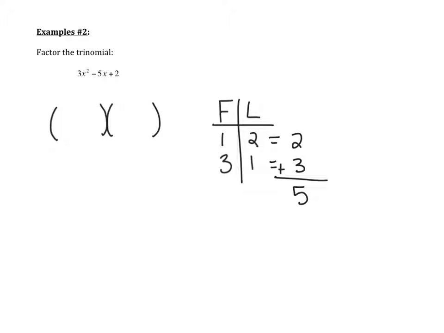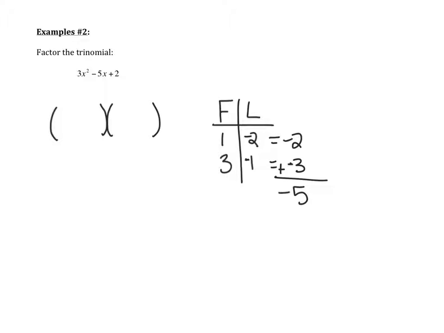But remember, I need to get a negative 5, and it's only numbers from the last term that I can make negative. So if I make this number negative, then that would make that negative. 1 times negative 2 is negative 2. And if I make this number negative, that makes the 3 negative, and then negative 2 plus negative 3 is negative 5. So I know that I'm going to have minus signs in both of my parentheses. It's going to be like a minus 2 and a minus 1. So now we just have to place it.